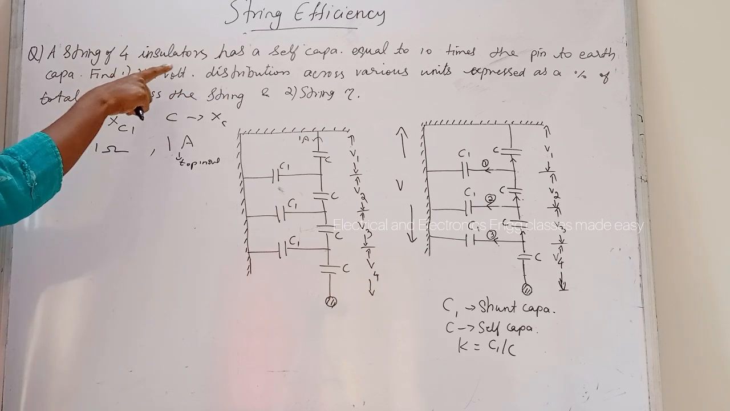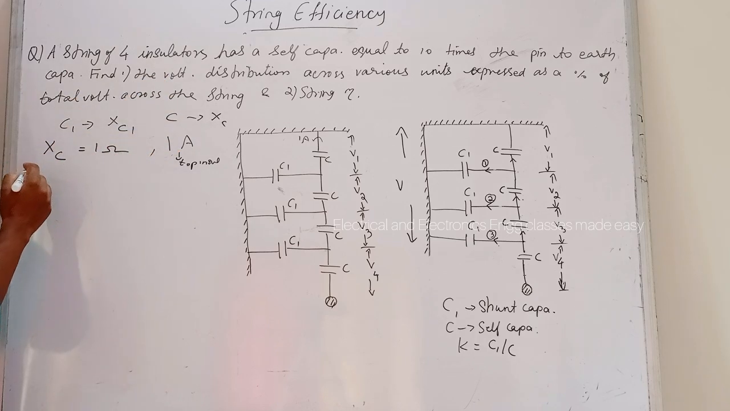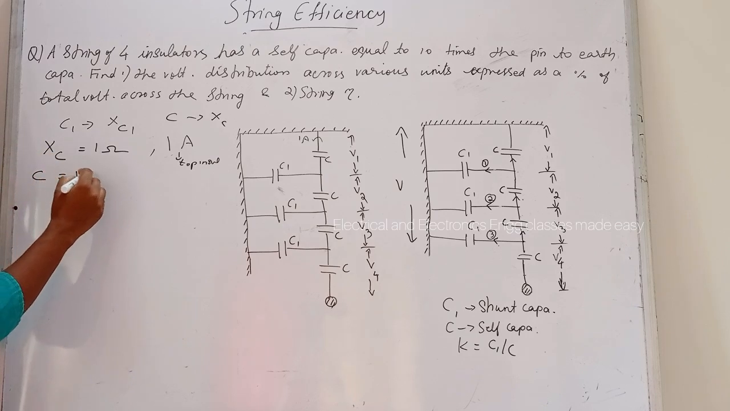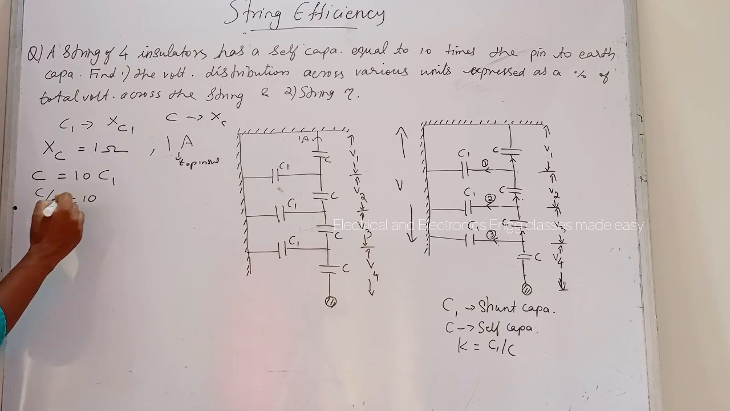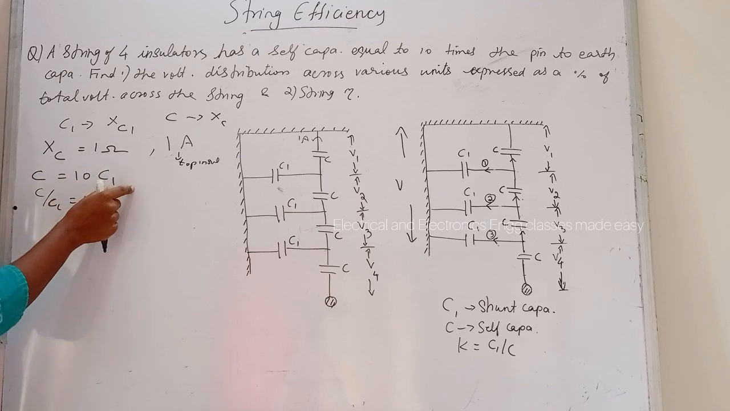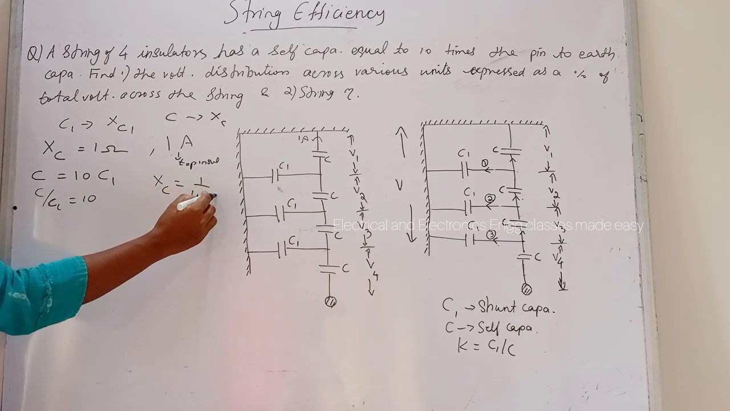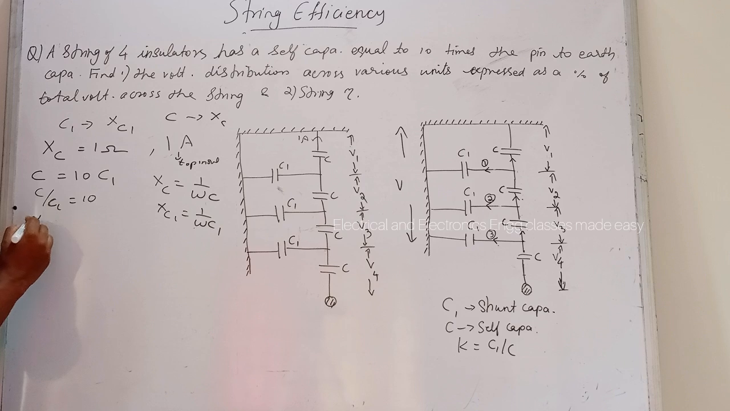Then it is given that self capacitance is equal to 10 times the pin to earth capacitance, that is, self capacitance C is equal to 10 times the shunt capacitance, so C divided by C1 is 10. If we assume XC is equal to 1 ohm, then what will be XC1? We know XC is equal to 1 by omega C, and XC1 is 1 by omega C1. So XC1 will be 10 ohm.